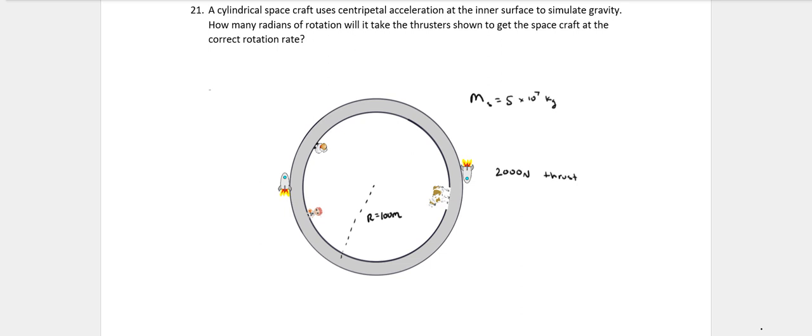We're going to talk about 21 here for a little bit. All right, so it's this spaceship again, and this time it's asking for how many radians of rotation it will take the thrusters shown to get that spacecraft at the correct rotation rate. So remember, we have these 2,000 Newton force vectors that are acting like this, and they are giving us an angular acceleration in that direction. And in your previous problems, you should have a number for that in units of rad per second squared.